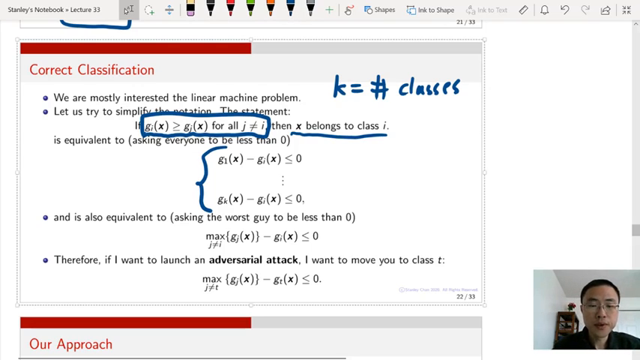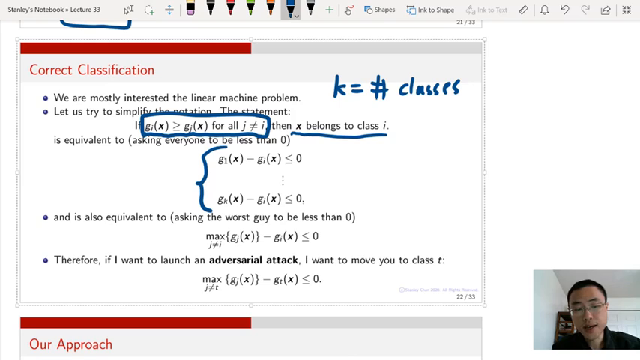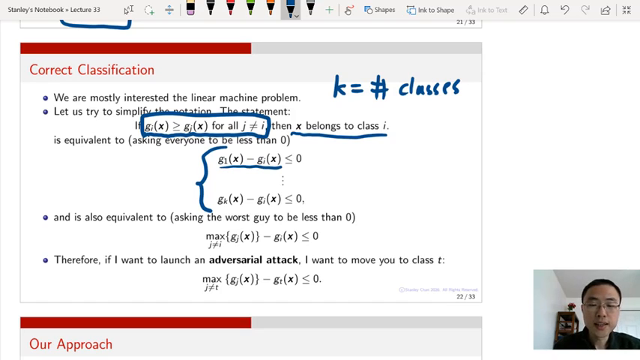These equations come from the fact that you want to make sure that, for example, you are at class i, and then you compare to all the j's that are not the same as your i. How many j's are there? There will be k of them, because k is the number of classes. So you have g1 minus gi less than or equal to 0, then g2, g3, all the way to gk. Now, gi is included, but that's okay because it is strictly equal to 0. For the rest, you want them all to be less than or equal to 0.